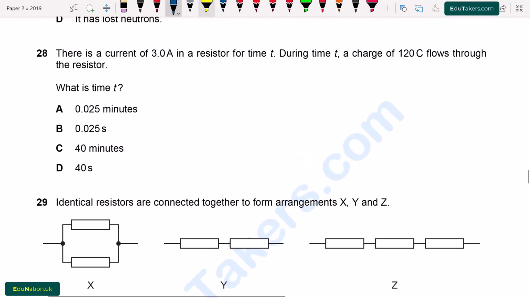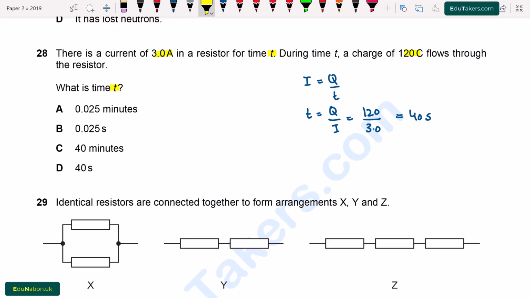Question number 28. There is a current of 3.0 ampere in the resistor for time t. During the time t, a charge of 120 coulomb flows through the resistor. What is the time? So here we have to find out the time. We know that current is the rate of flow of charges. I is equal to Q by t. Here the current and charge are given and we have to find out the value of the time. So time will be equal to Q over I. The total charge is 120 coulomb and current is given 3.0 ampere. So the time will be equal to 40 seconds.